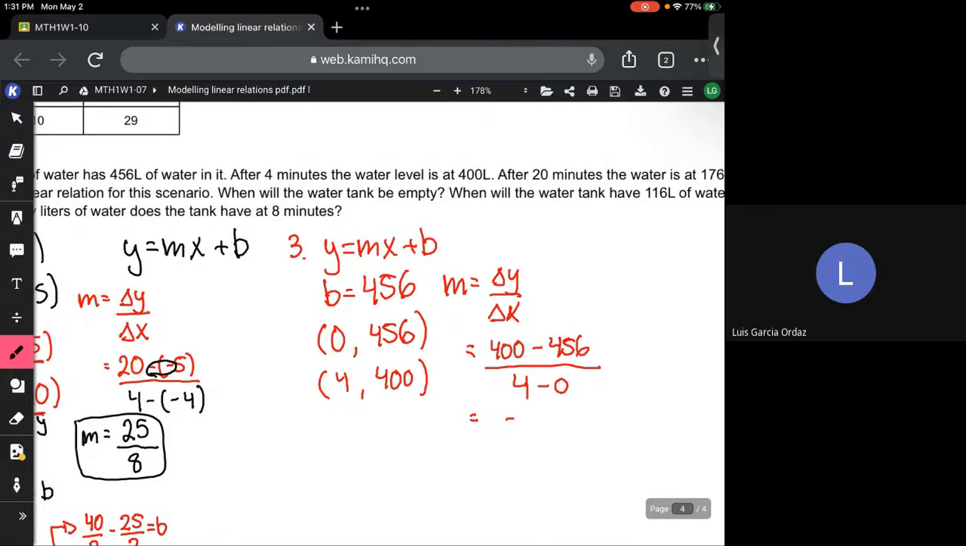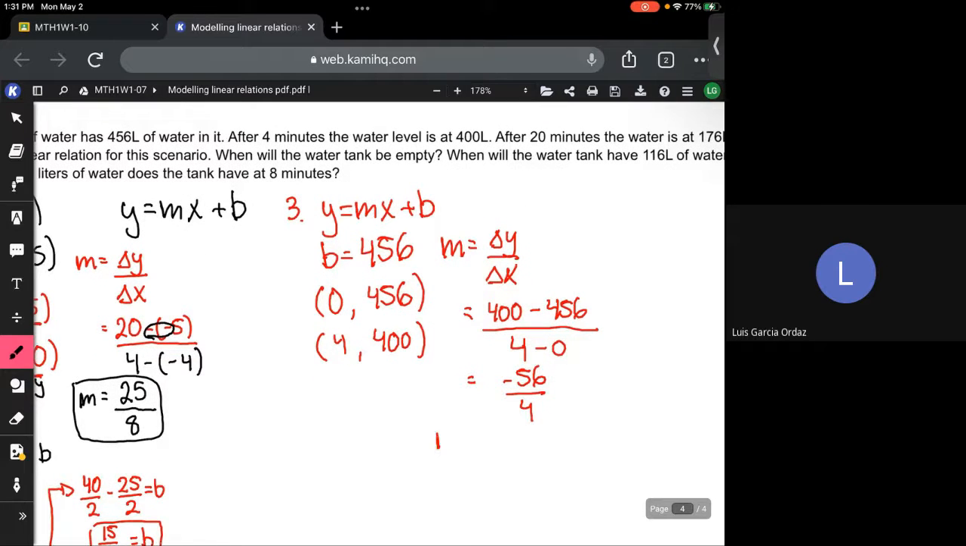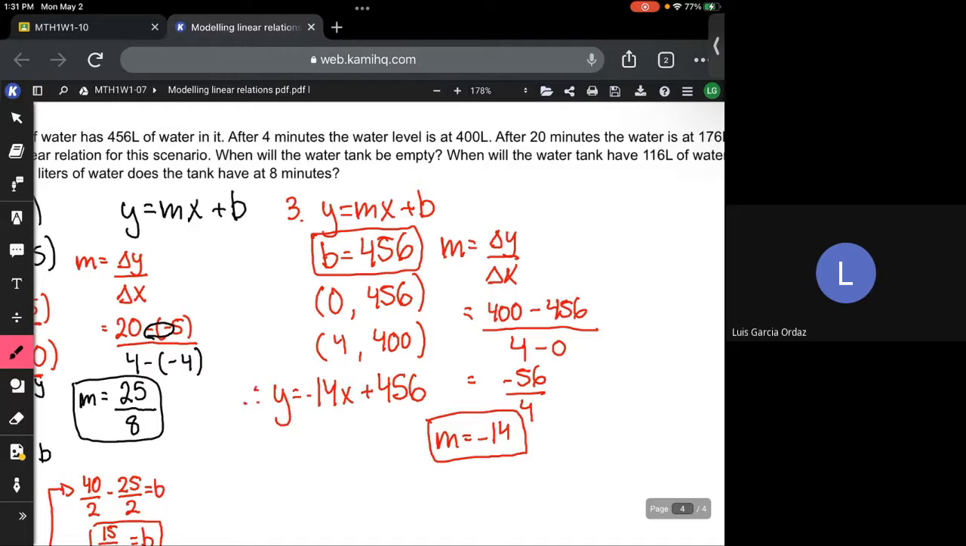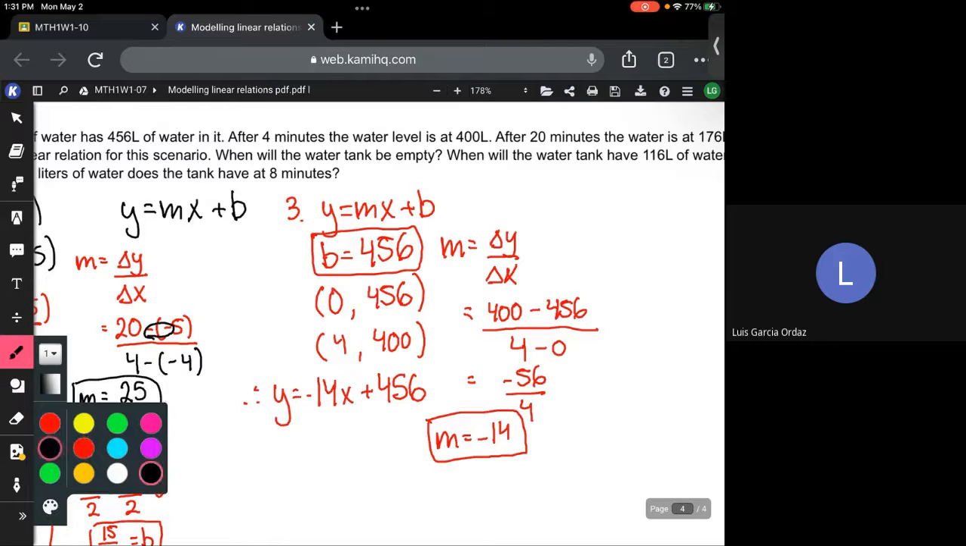Negative 56 divided by 4. So what does negative 56 divided by 4 give me? Negative 14. Good job. So I have my m and my b. What would my equation be? y equals negative 14x plus 456. Yep, there we go. So that's my linear relation.